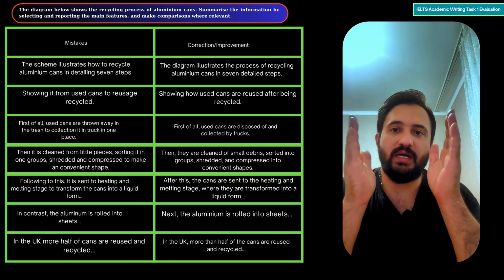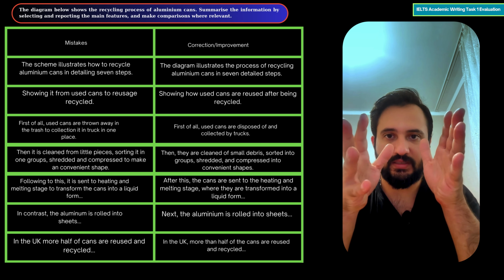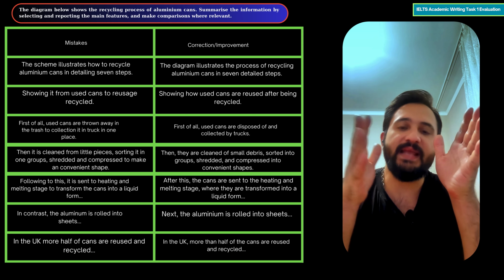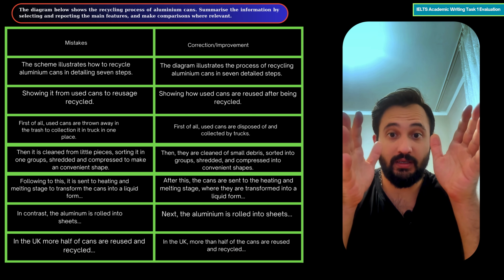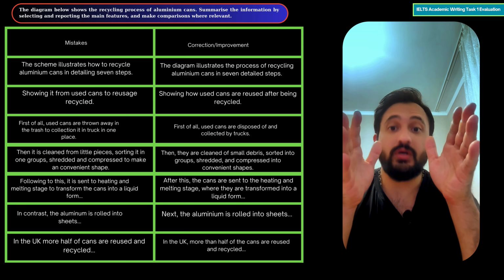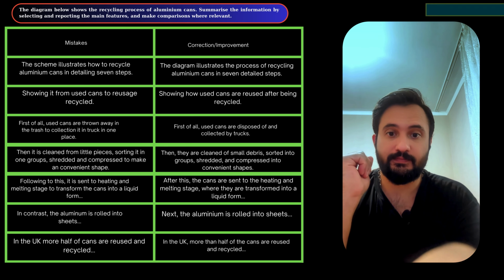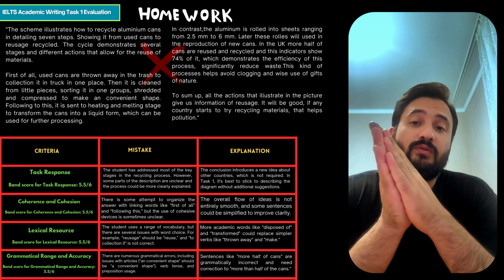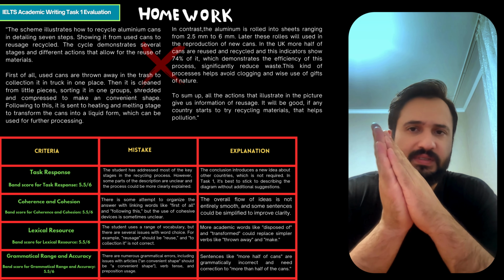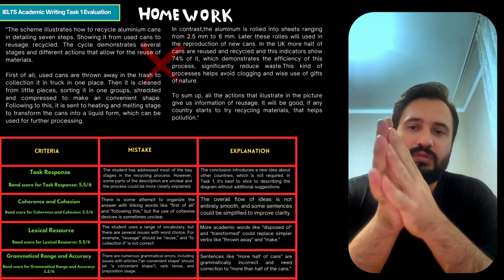In contrast, the aluminum is rolled into sheets. This is corrected to next. The aluminum is rolled into sheets. Okay? So these are the first corrections. So, we fix the grammatical error by replacing more half of cans with more than half of the cans. So this is small but important correction.